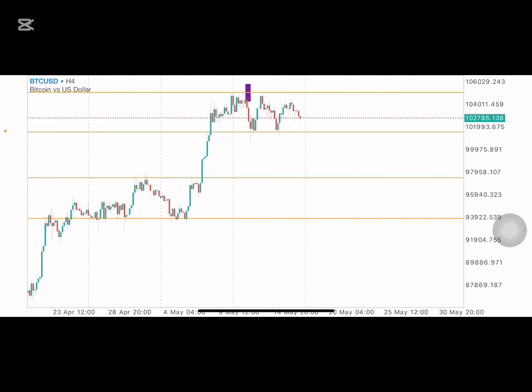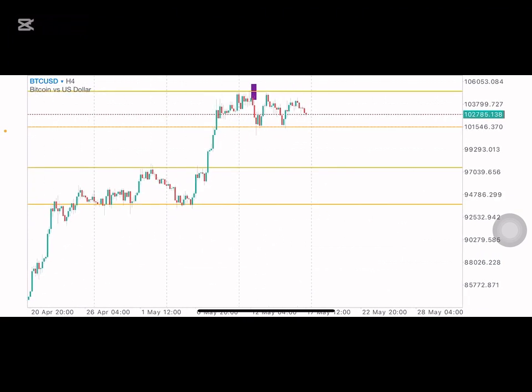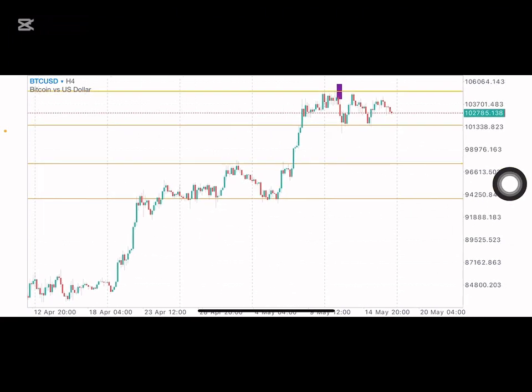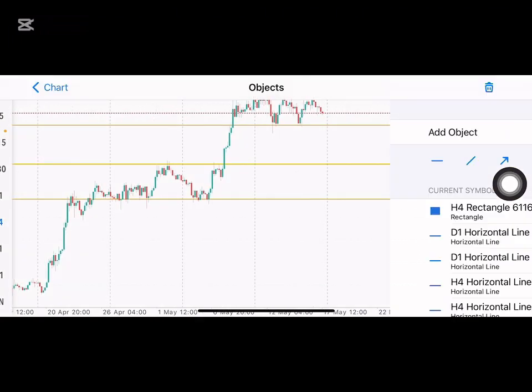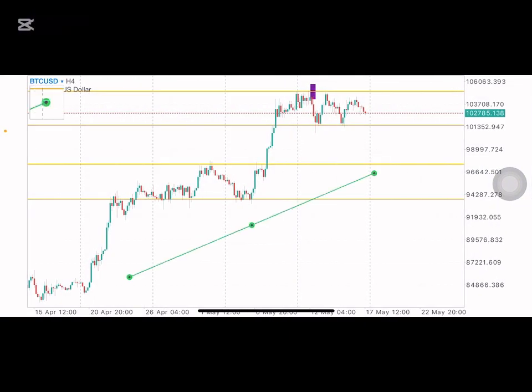So obviously Bitcoin is most likely going to come down to this level. Do you see that? Now if I should apply my trend line, I don't know, let me see what it will give me. It is my trend line.